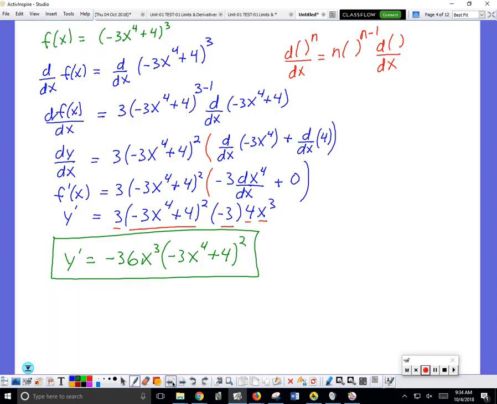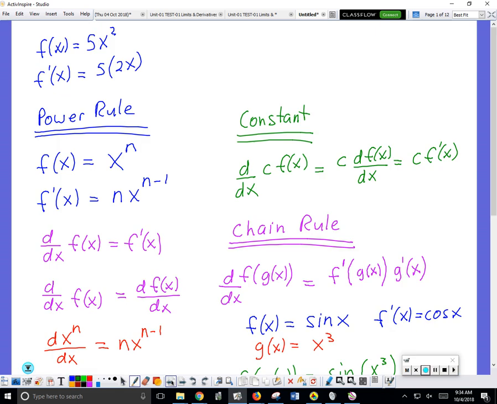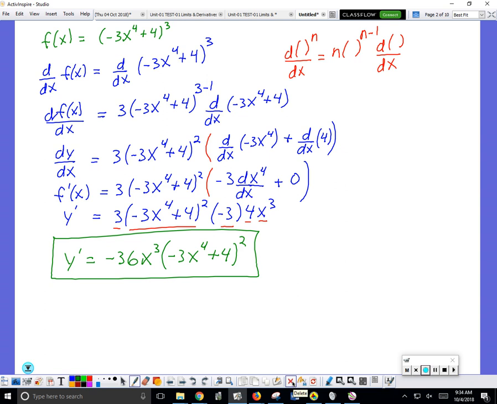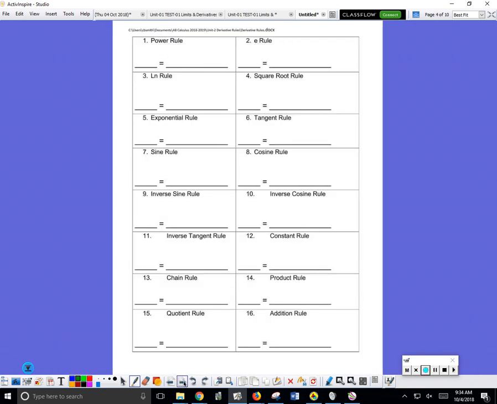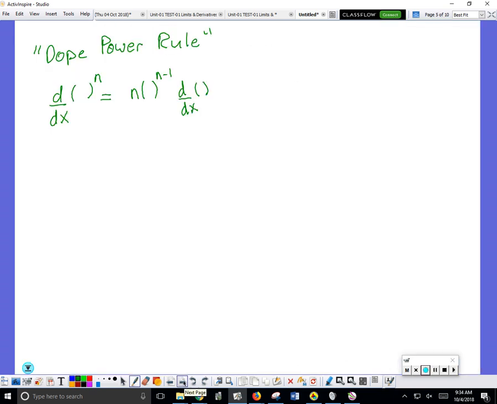So that should feel a bit like the chain rule we had back here. Because remember on the chain rule that I wrote down, we had that g prime on the end. That's why my dope power rule, now I feel like I'm violating some policy calling it the dope power rule, has the d dx on the end.